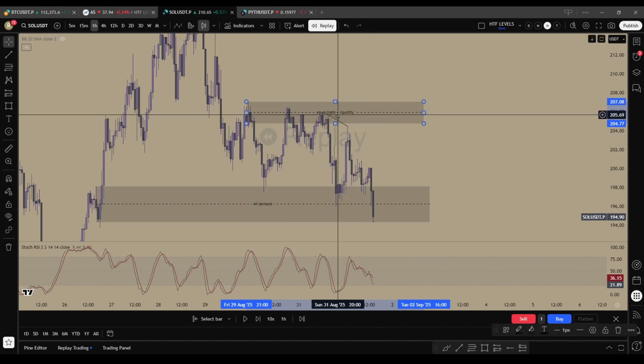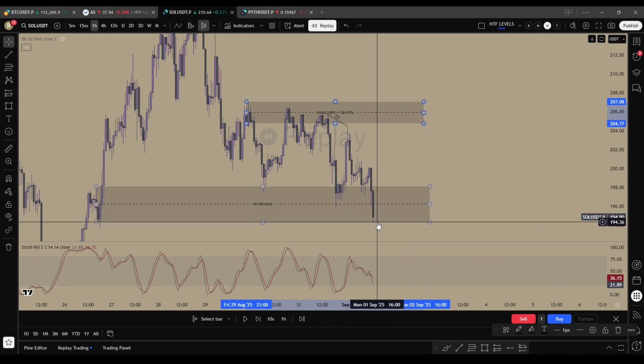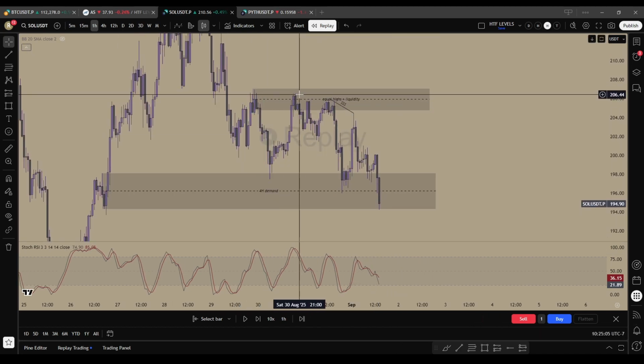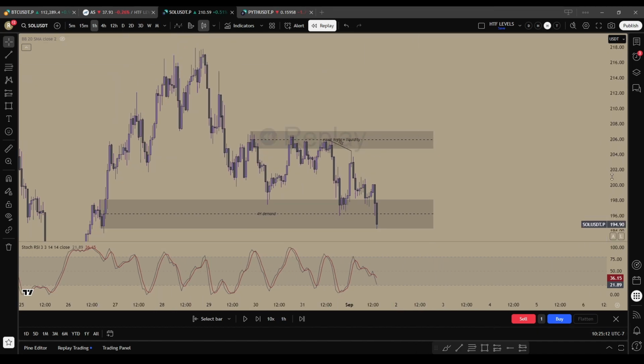There's a lot of orders resting above these highs, and so price will like to take this out. Once price shifts from here, or even if it goes slightly lower, right? Price is going to want to take out these highs because there's a lot of stop losses above these highs, right? So this area right here, you have equal highs, right?